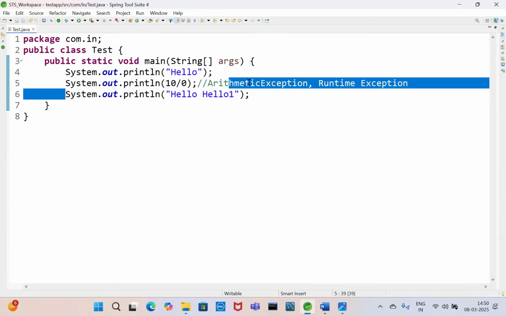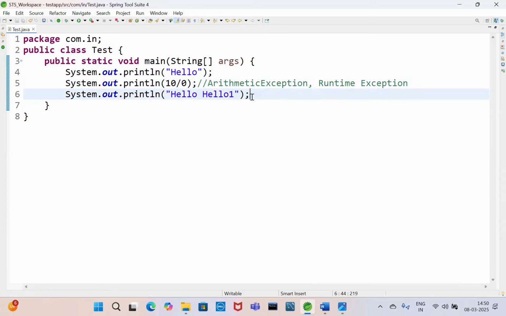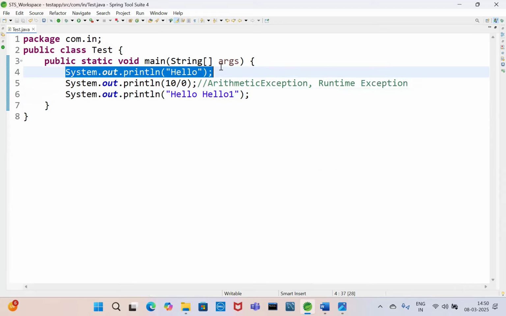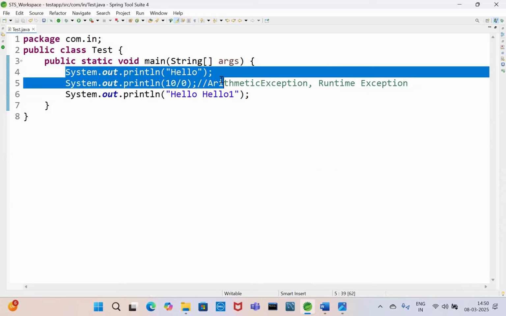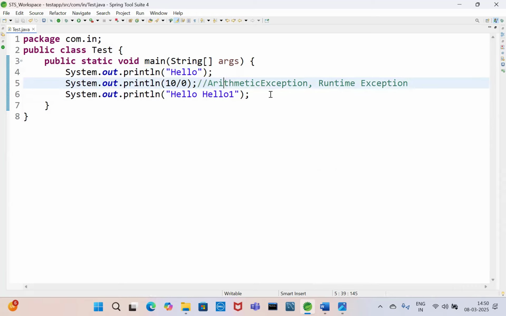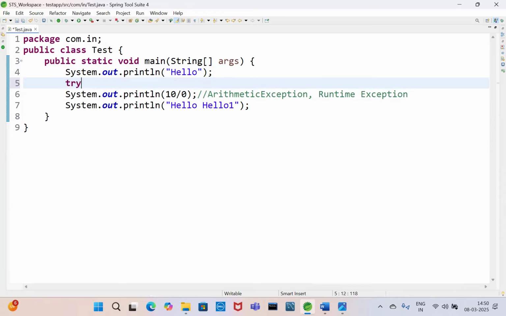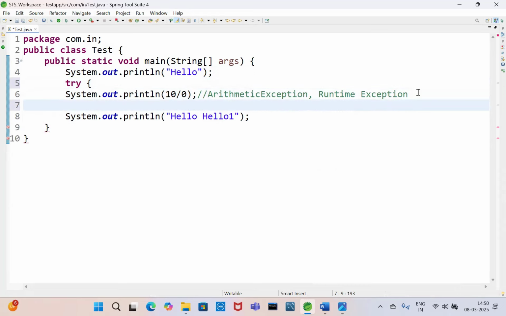So, how to prevent this? I want to print this as well. I want to stop the termination of the program in the middle of the execution. This line is executed, fourth line is executed, fifth line exception is raised, sixth line is not executed, application is crashed or terminated. So how to stop that? To stop this, we need exception handling. So try, catch.